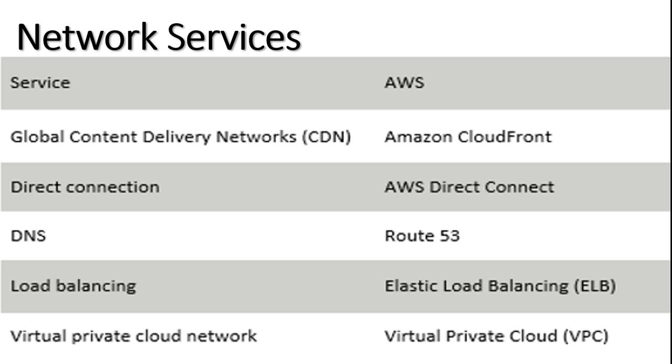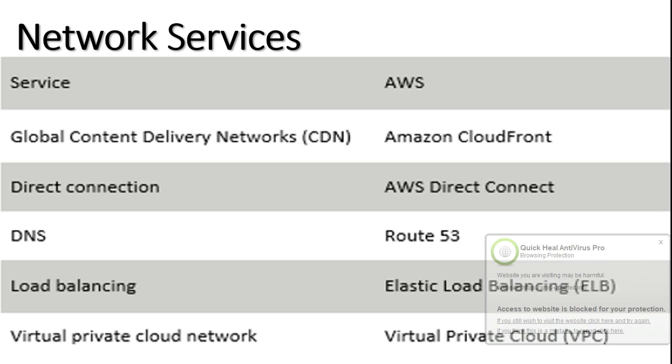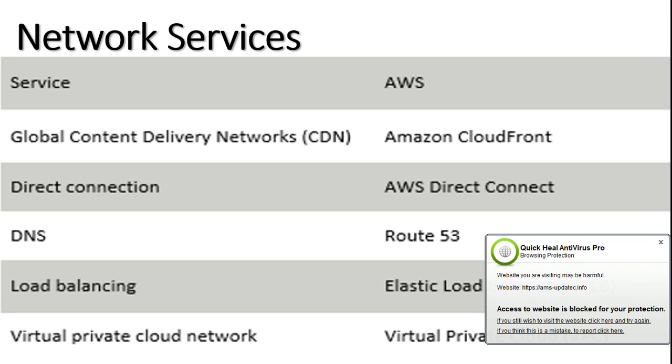Next up we have network services. First we have content delivery, which is Amazon CloudFront. Amazon CloudFront is a content delivery network which is used to cache data at an edge location, which reduces latency. If you ask what an edge location is, it is a site that CloudFront uses to cache copies of your content for faster delivery to users at any location.